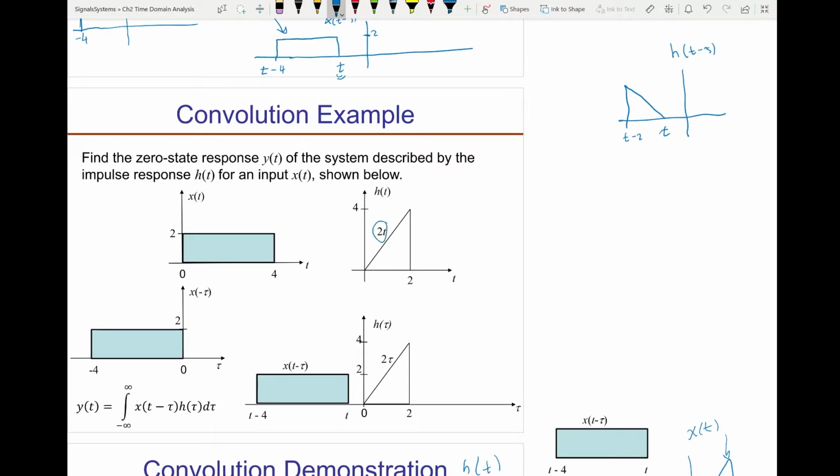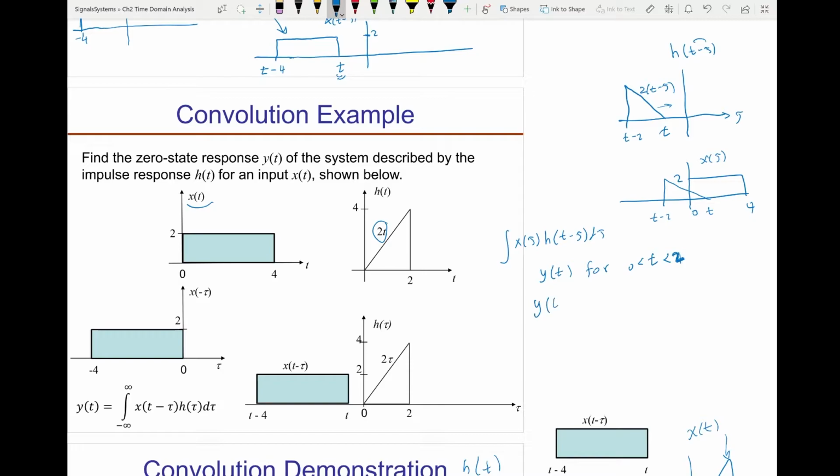And wherever you see t, you replace it by t minus tau. So that would be 2 t minus tau, and this is tau. X of t will be just x of tau. So now I am actually integrating x of tau, h of t minus tau d tau. And if I slide these here, so now I am finding y of t for t larger than 0 and less than 2, because that's where there is partial overlap.